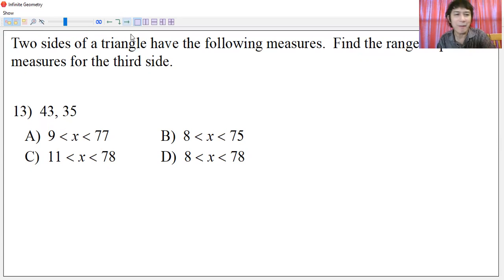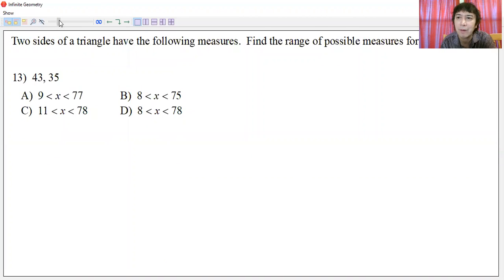Okay, let's continue. All right, let's have our number 13. It's a different type of question. Two sides of a triangle have the following measures. Find the range of possible measures for the third side. Let me shrink the question so that it will be all visible on screen. There. All right.